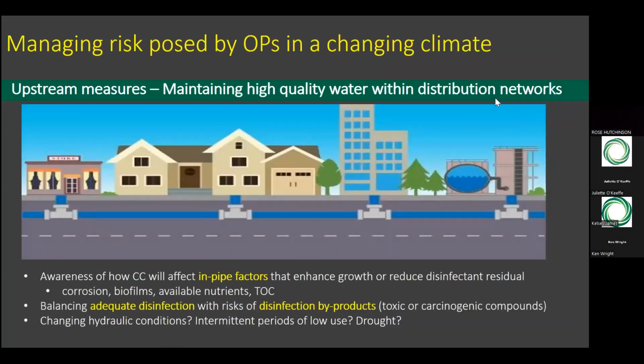Also, how do we maintain high quality water within our distribution networks? Will climate change affect those in-pipe factors that enhance growth or reduce disinfection residuals, such as corrosion, formation of biofilms, available nutrients? And how do we balance adequate disinfection with the risk of disinfection byproducts, which we don't want to just add a bunch of chlorine into a system and hope for the best, because we know that's not the solution that we need.